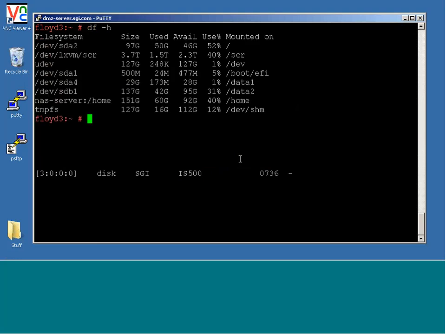df -h again. My root is about 52% full. One thing that's really painful is when you start filling up file systems, knowing where the disk space is being consumed using things like du. It's never really fun finding a disk leak, so I have to watch for that.